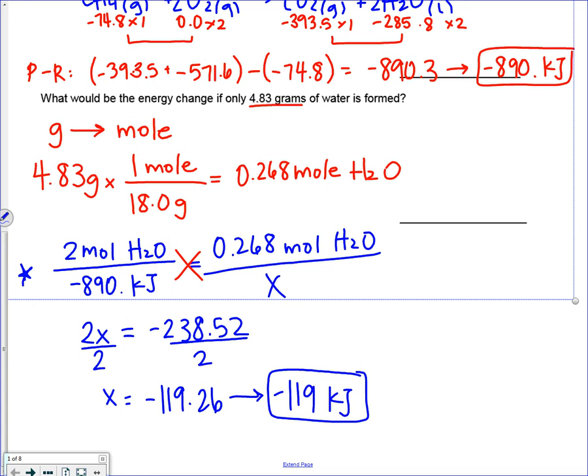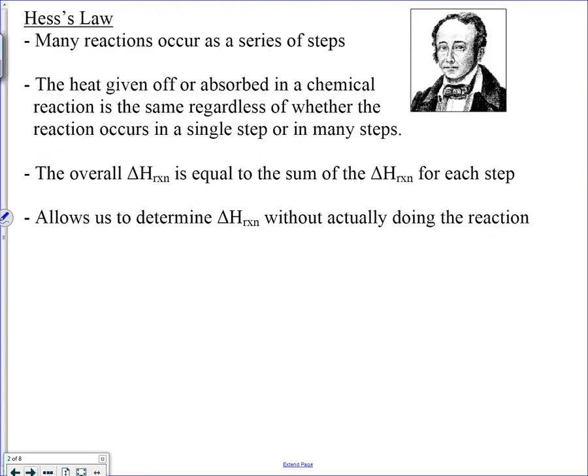Okay, now go ahead and get out your notes. And we're going to be at this part where we're going to talk about Hess's Law.